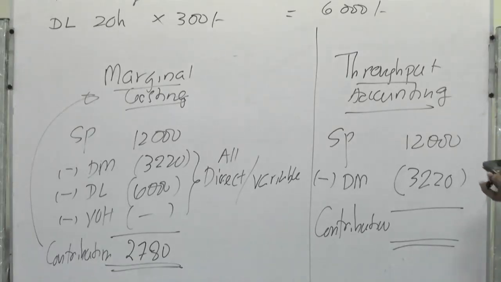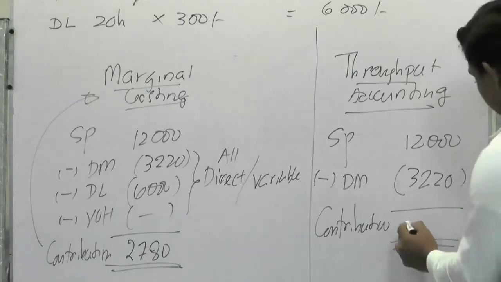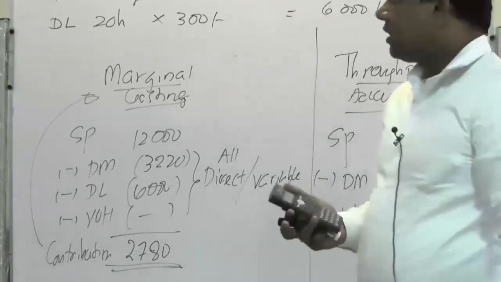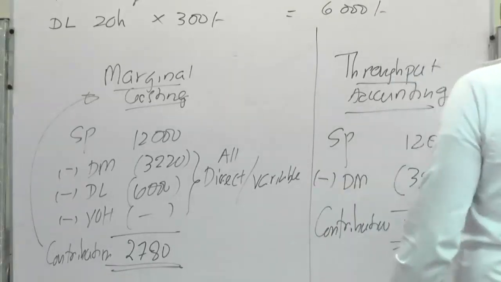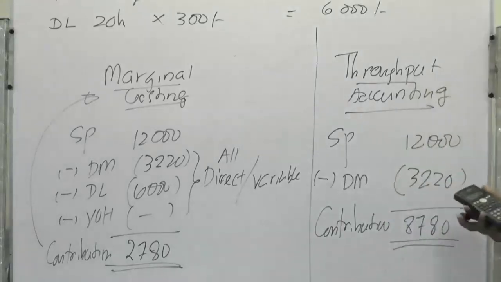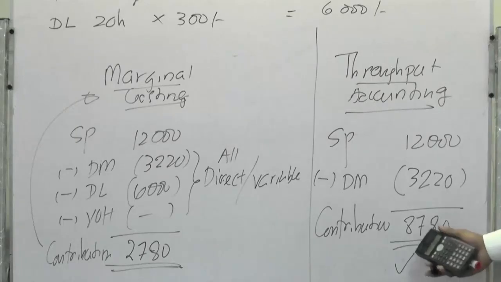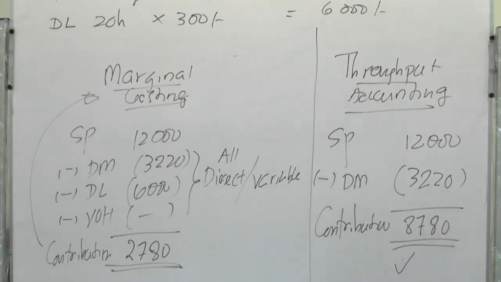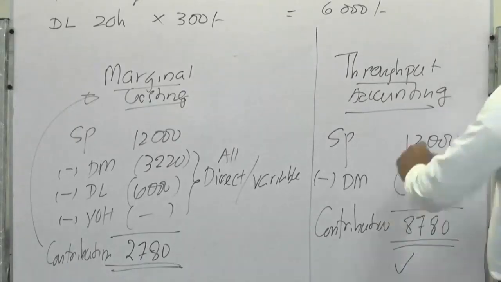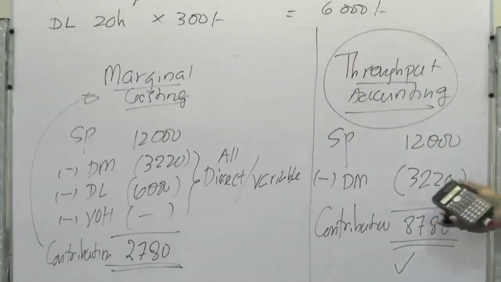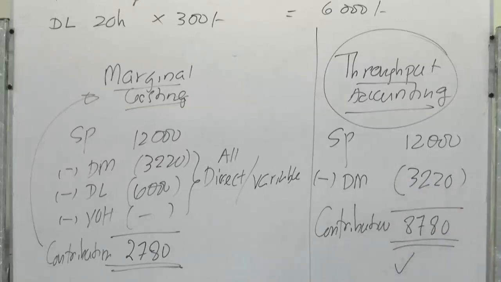Therefore, according to throughput accounting, contribution will be 8,780. I think you can view your question papers. The throughput accounting contribution, according to the given answer, would be 8,780. Now, what is the difference? In throughput accounting, to calculate the contribution from selling price, we will deduct only direct material.